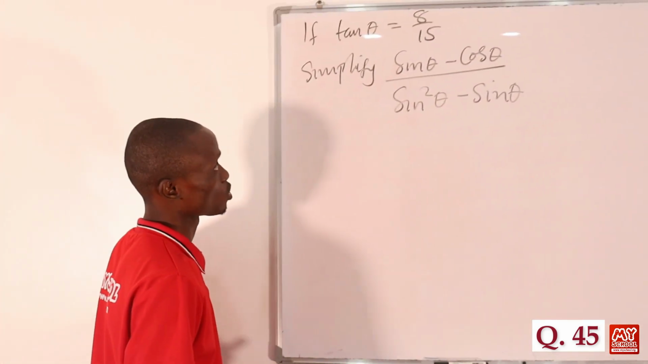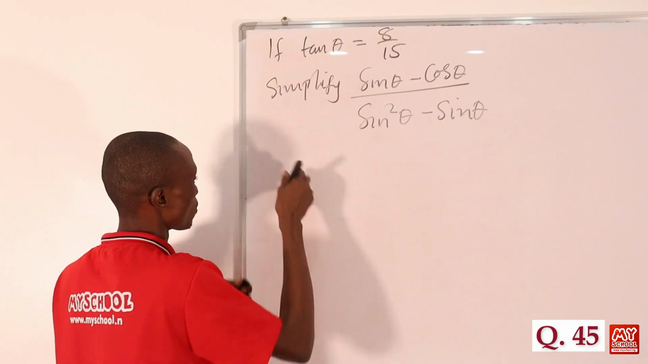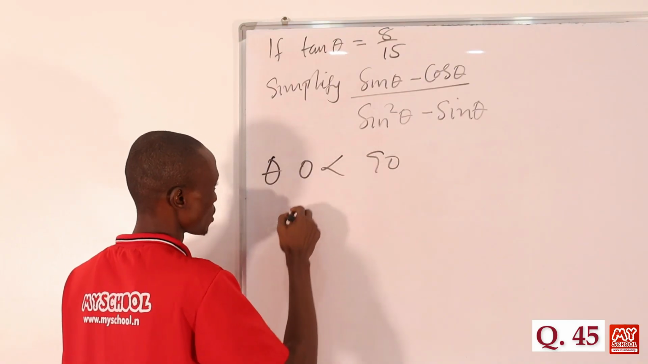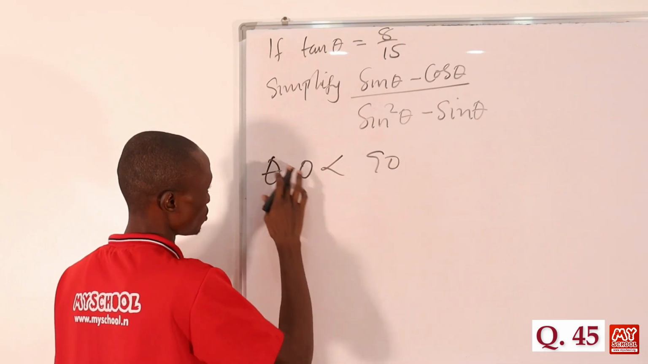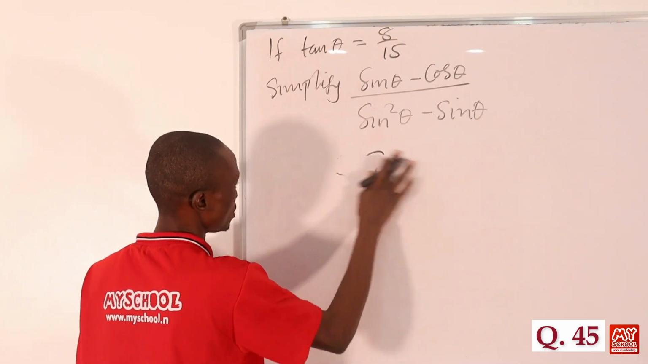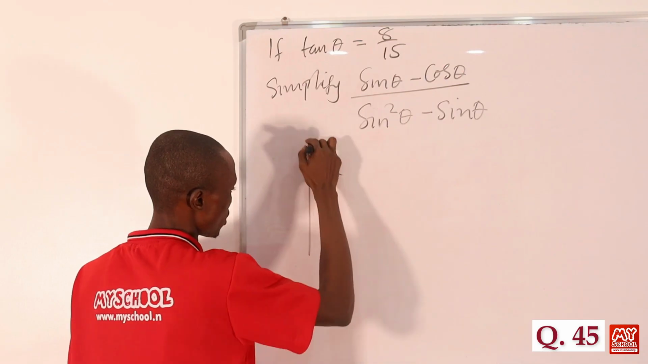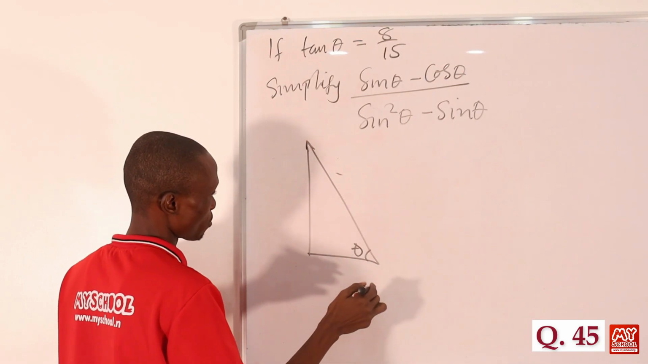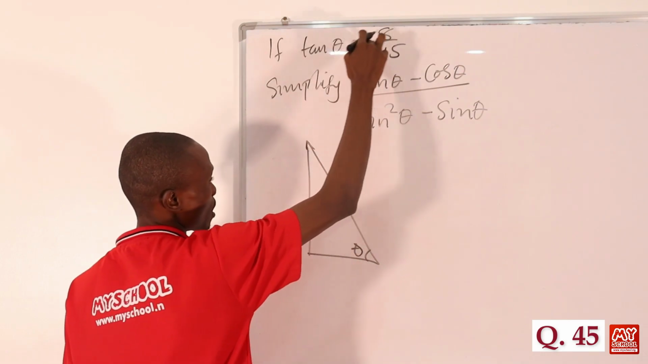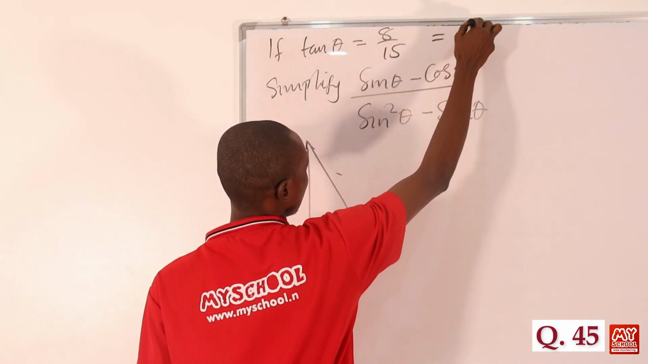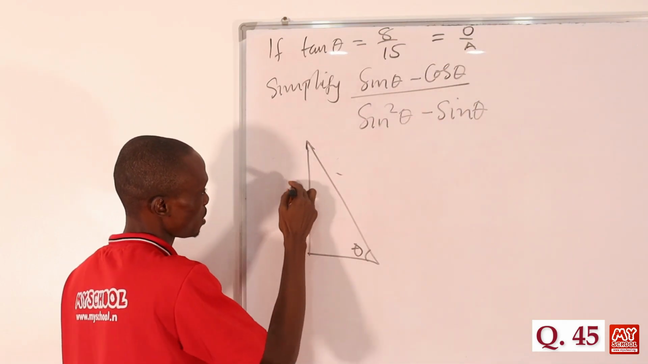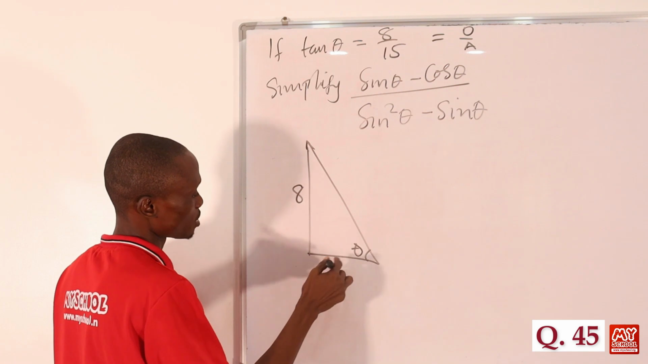To solve this question, we are going to assume that theta is between 0 and 90 degrees. We draw a right angle triangle and call one angle theta. Since we are given tan theta, and remember that tan is opposite over adjacent, in this case our opposite is 8 while our adjacent is 15.